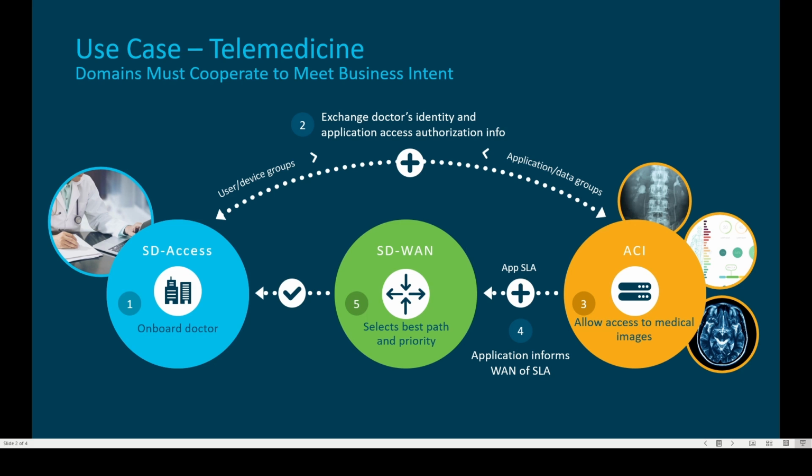Say a doctor wants to consult with a remote patient. The access network needs to authenticate them. The data centers need to allow them to access patient medical record data, and the WAN needs to provide them with the right quality of service to establish a secure channel. Once the doctor connects to the network, his identity gets exchanged across all domains. Similarly, each application would have its own identity tag. Policies could be enforced at the data center fabric or close to the user at the access fabric.